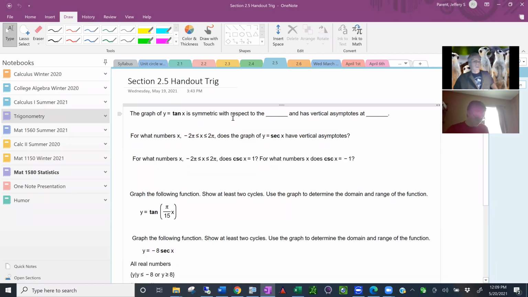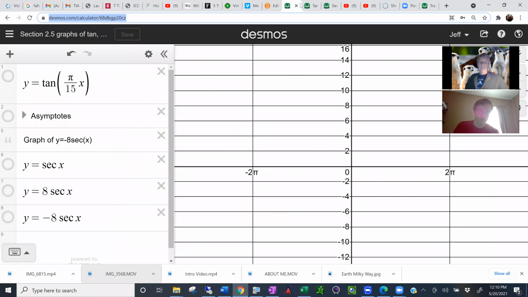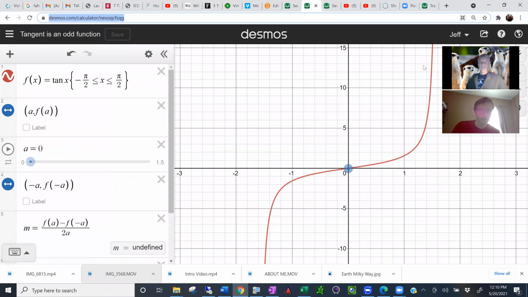So section 2.5 goes over the graphs of the tangent, cotangent, secant, and cosecant. And we're going to start out with this question that you're going to encounter in your homework. The graph of the tangent is symmetric with respect to the blank. So to help us with that, let's go to that link that I sent you about the tangent function.